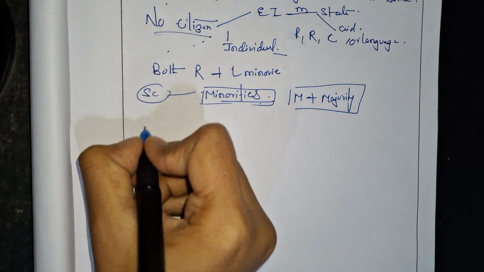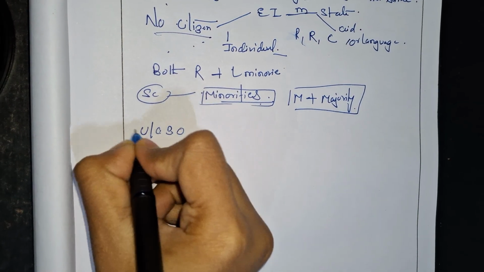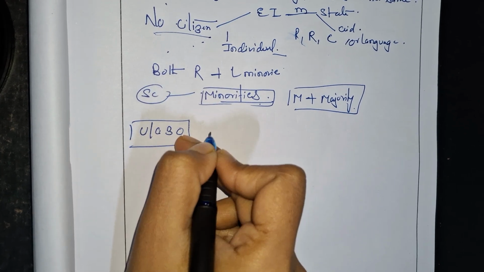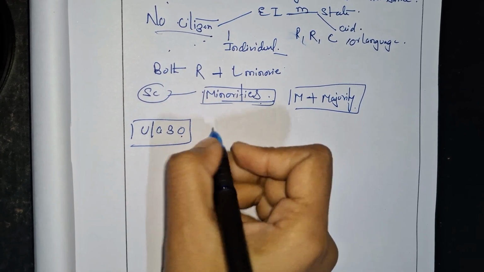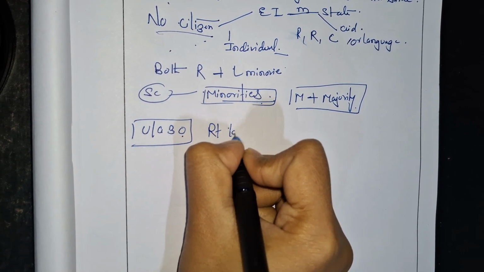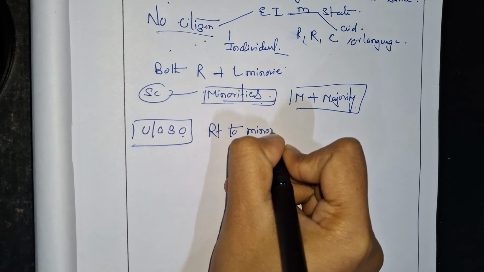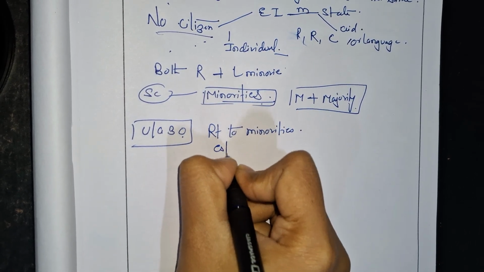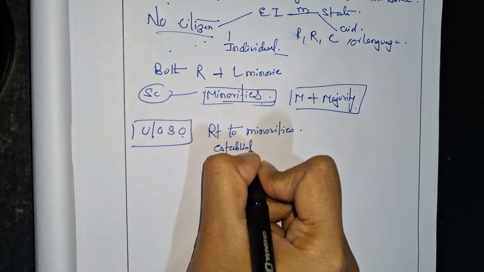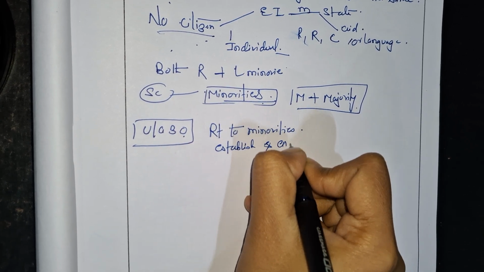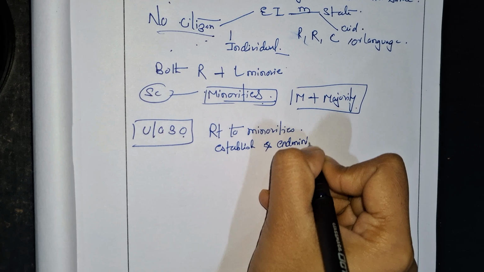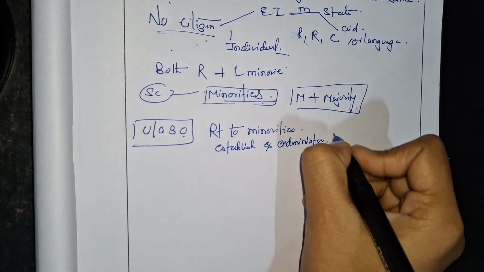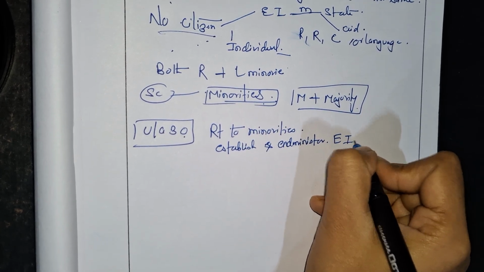Next article is Article 30. This article grants rights to minorities to establish and administer educational institutions of their choice.